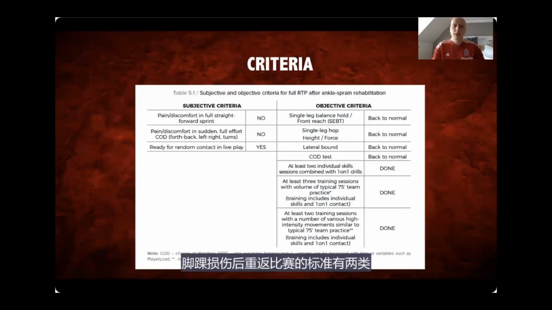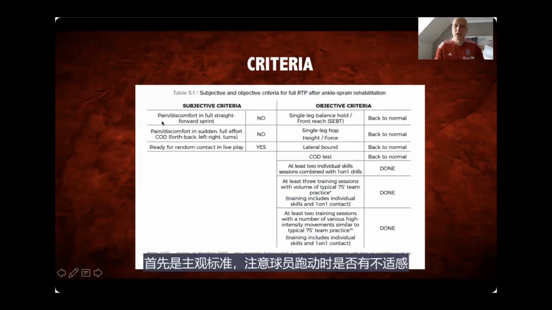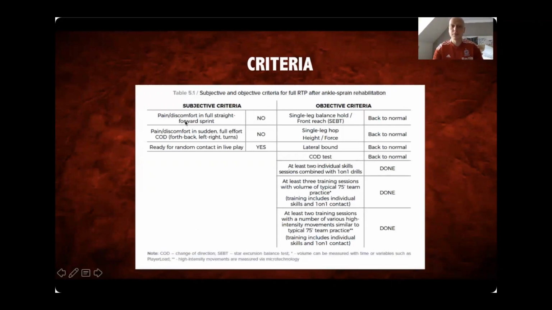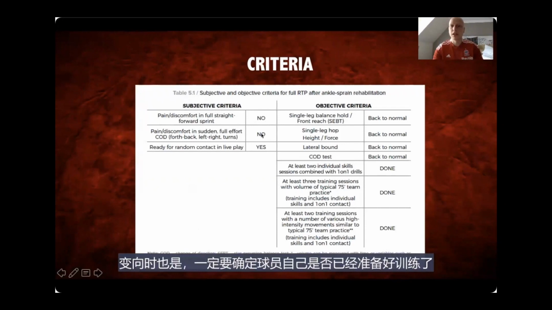Criteria to return to play after an ankle sprain rehab is based on two groups of criteria. One is subjective, one is objective. I think both of them are super important. First one is related to subjective criteria and pain discomfort that player has when running. So we don't want any type of pain or discomfort. When player is changing direction, we don't want any pain. And when we ask player if he's ready to participate in contact activities, he has to say yes.